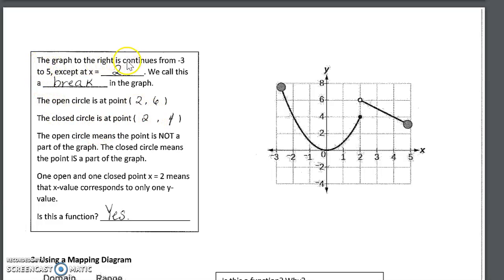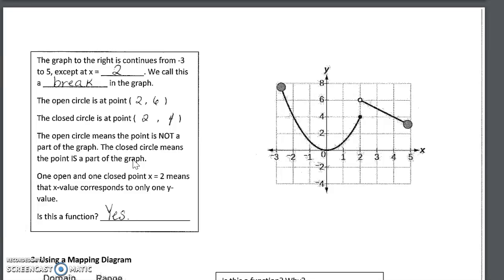The graph to the right continues from -3 to 5, so it goes all the way, except at x equals 2, this is what we call a break in the graph. So there's an open circle at (2, 6), and there is a closed circle at (2, 4). The open circle means the point is not part of the graph. The closed circle means the point is part of the graph. One open and one closed means that x equals 2 only has one value. So yes, it is a function.